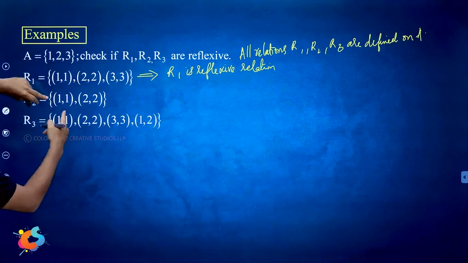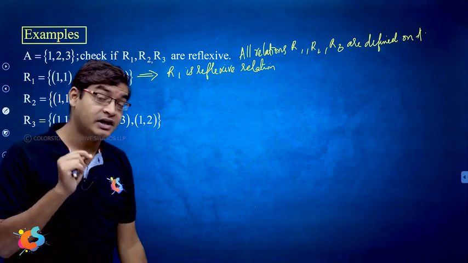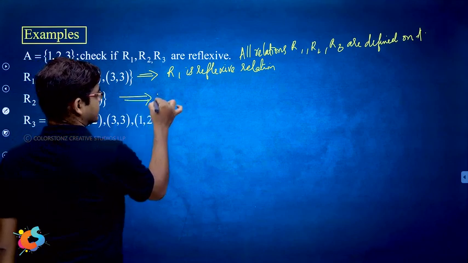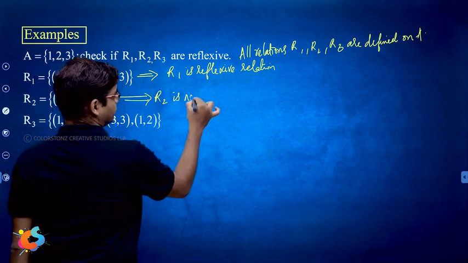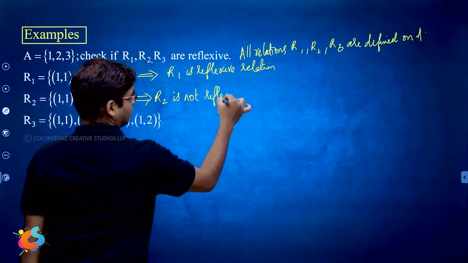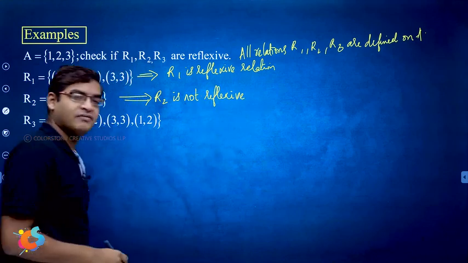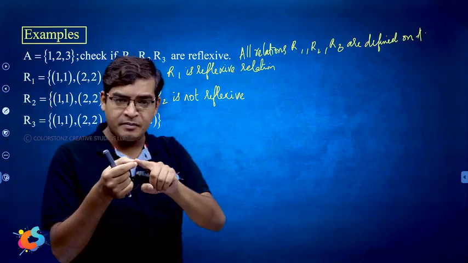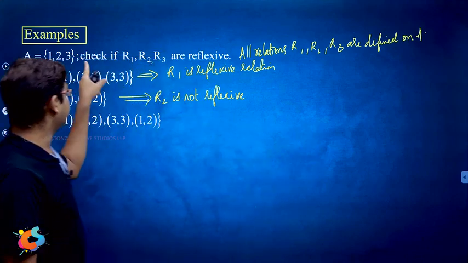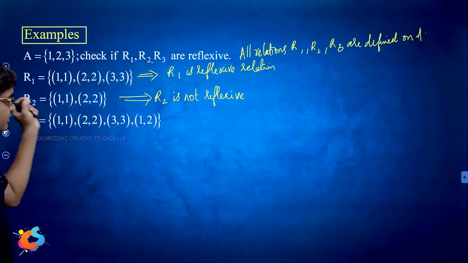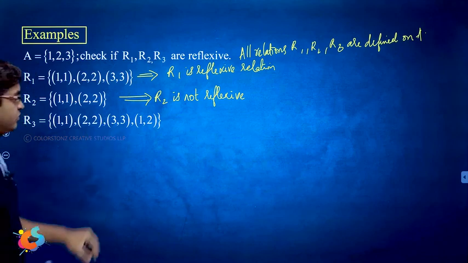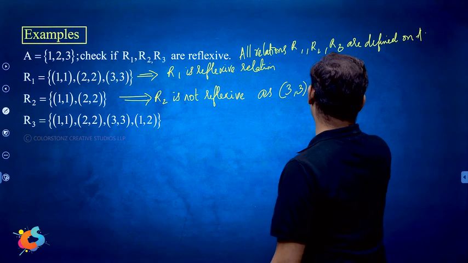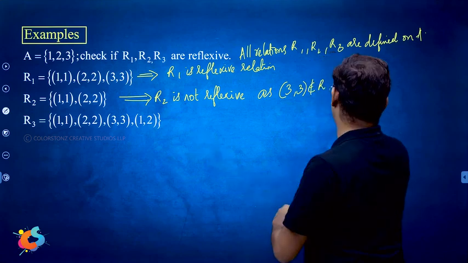So here 1, 1 is there, 2, 2 is there, 3, 3 is not there. So this is not a reflexive relation. R2 is not reflexive. Why is it not reflexive? Because as we have discussed before, every element of A should be mapped to the same element. Now 3 should be mapped to 3, which means that ordered pair should be there. So the reason is that 3, 3 does not belong to our relation R2.